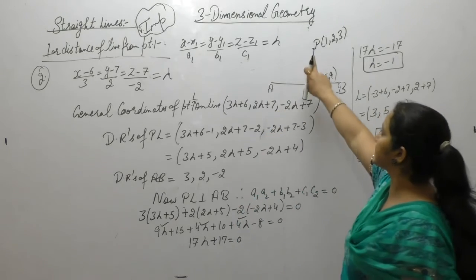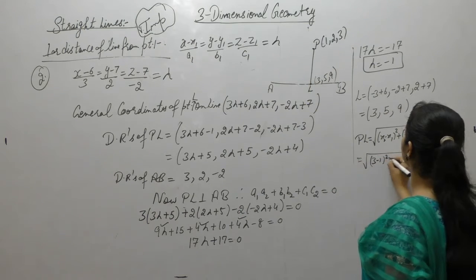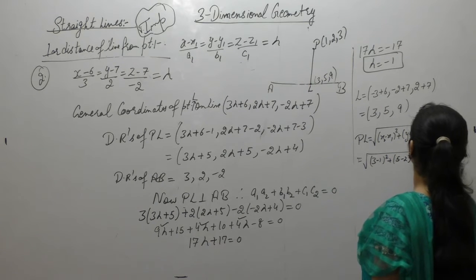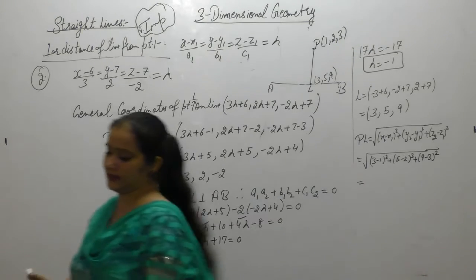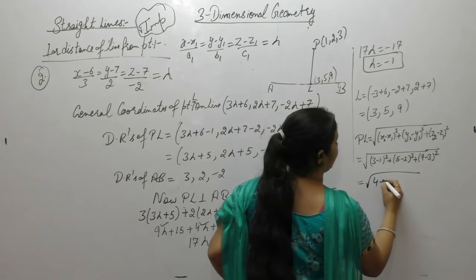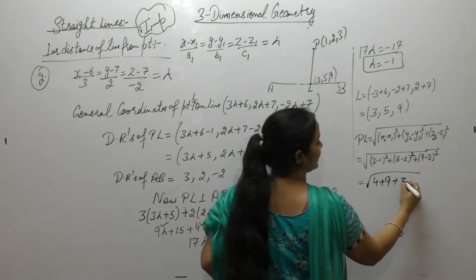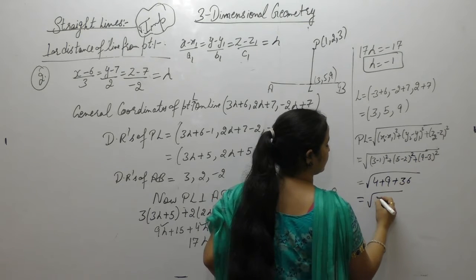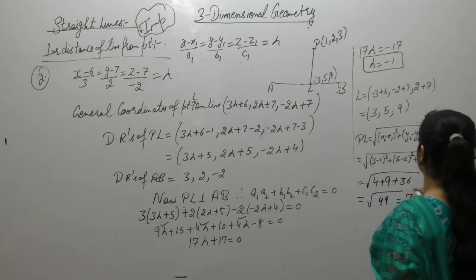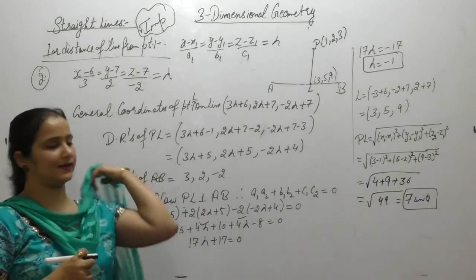Now we want to find the distance between these two points using the distance formula. Square root of 3 minus 1 whole square, 5 minus 2 whole square, 9 minus 3 whole square. So what we get? 3 minus 1 is 2, 2 square is 4, 5 minus 2 is 3, 3 square is 9, 9 minus 3 is 6, 6 square is 36. That is 49, so 7 units. So the distance between the points P and L is 7 units.